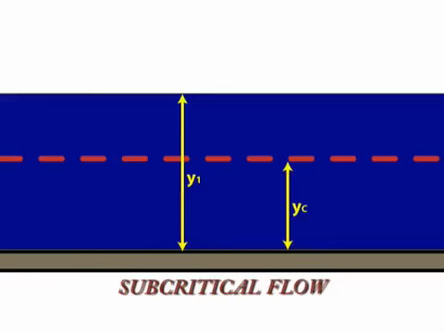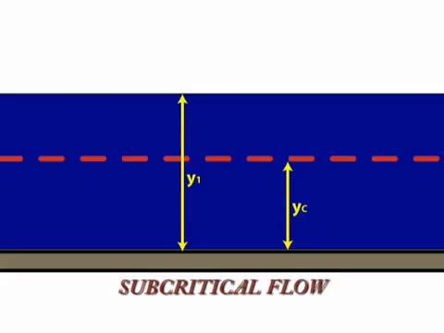The second classification of flow is subcritical flow. The flow regime is subcritical when the flow depth is greater than the critical depth for the given flow rate and channel geometry. Subcritical flow is the most common type of flow and is a result of smaller channel slopes. Most natural channels have subcritical flow.